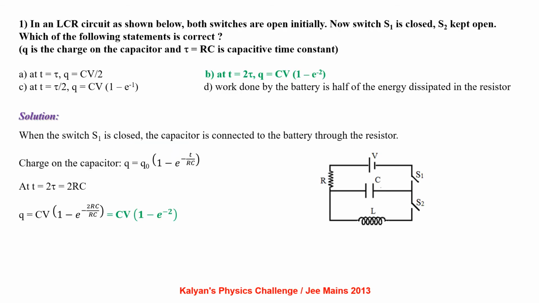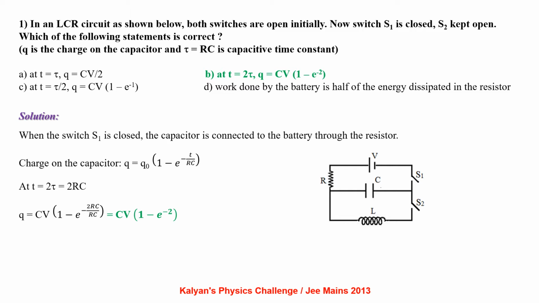In an LCR circuit as shown below, both the switches are open initially. Now the switch S1 is closed and S2 is kept open. Which of the following statements is correct? Q is the charge on the capacitor and tau equal to RC is the capacitive time constant.